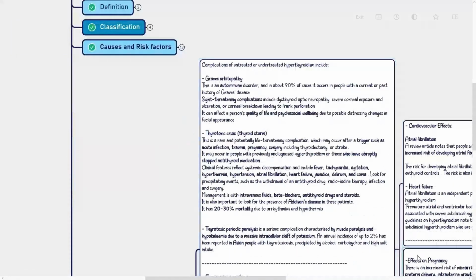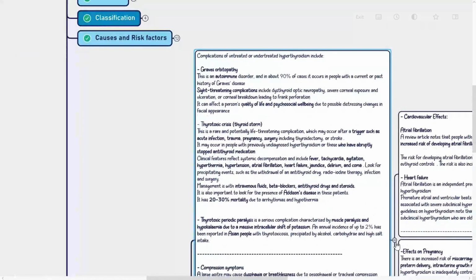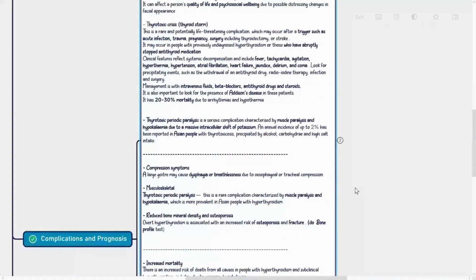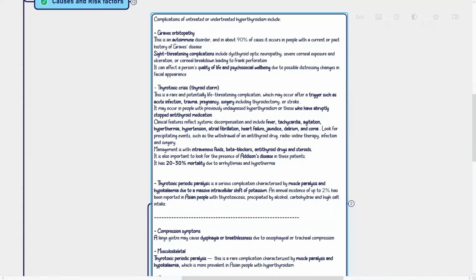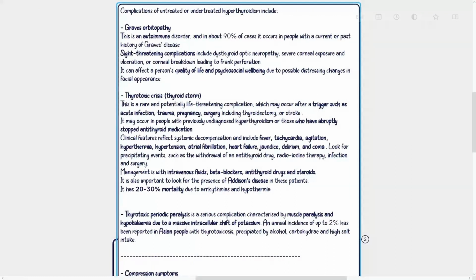Complications of untreated or undertreated hyperthyroidism include Graves' orbitopathy. This is an autoimmune disorder, and in about 90% of cases, it occurs in people with a current or past history of Graves' disease. Sight-threatening complications include dysthyroid optic neuropathy, severe corneal exposure and ulceration, or corneal breakdown leading to frank perforation. It can affect a person's quality of life and psychosocial well-being due to possible distressing changes in facial appearance.